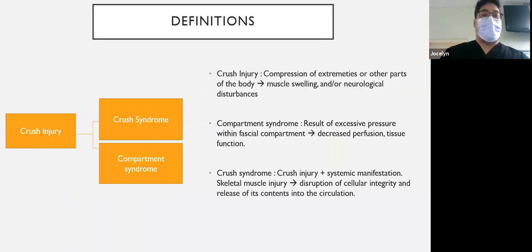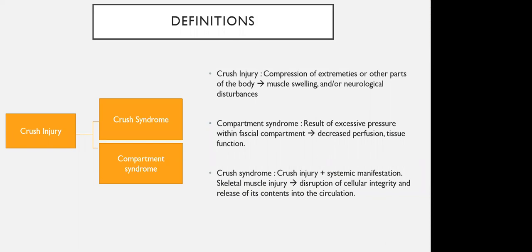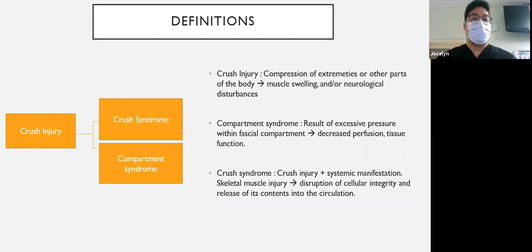What is crush injury? Crush injury is a compression of extremities or other parts of the body. Let's say there's an obstacle on your leg, so there will be muscle swelling, and subsequently there will be neurological disturbance. As for compartment syndrome, that is a result of excessive pressure within the fascial compartment. This would decrease the perfusion and also the tissue function.